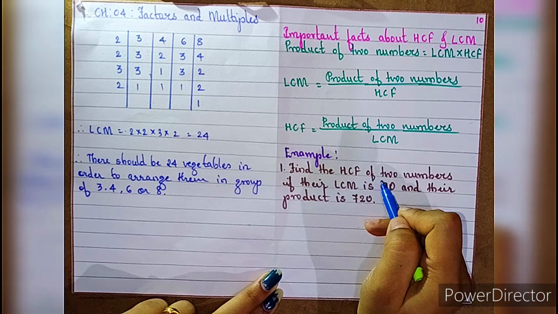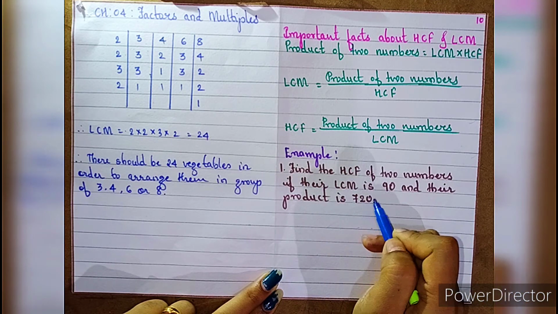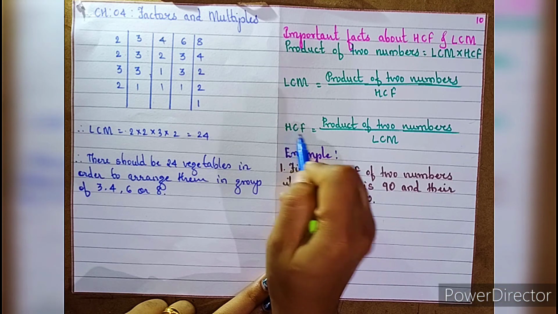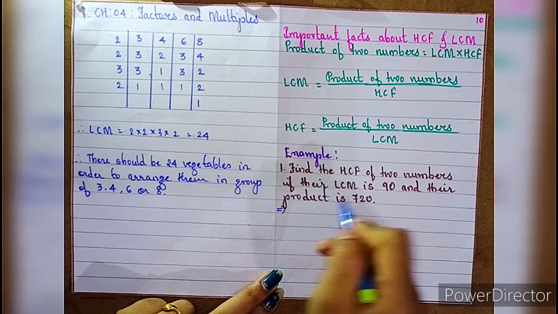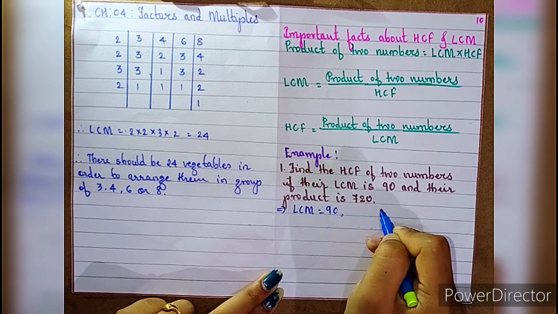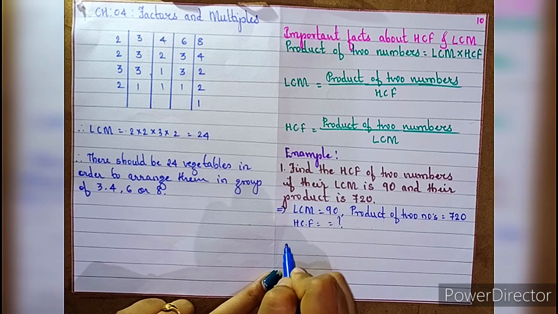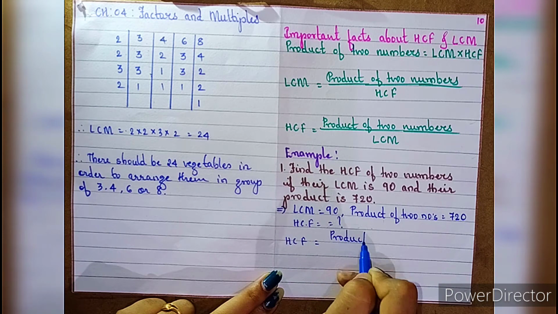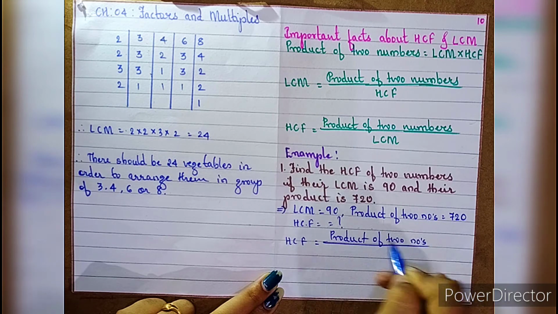Find the HCF of two numbers if their LCM is 90 and their product is 720. So which formula do I have to use? Find the HCF means we have to use this formula. So before solving this, let's write the given things first. Here what is given? LCM equals 90 and product of two numbers equals 720 and HCF equals question mark. So we have the formula HCF equals product of two numbers divided by LCM.